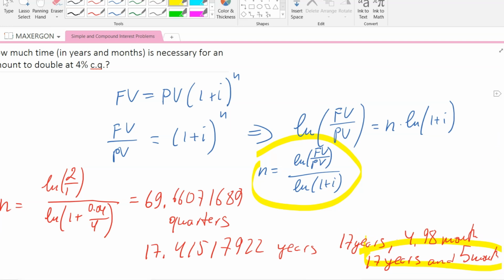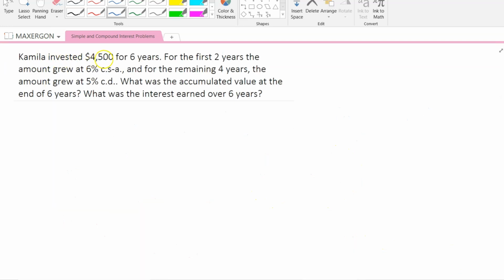Now let's consider another problem. Kamila invested 4,500 for 6 years. For the first 2 years, the amount grew at 6% compounded semi-annually, and for the remaining 4 years, the amount grew at 5% compounded daily. What was the accumulated value at the end of 6 years? What was the interest earned over 6 years?